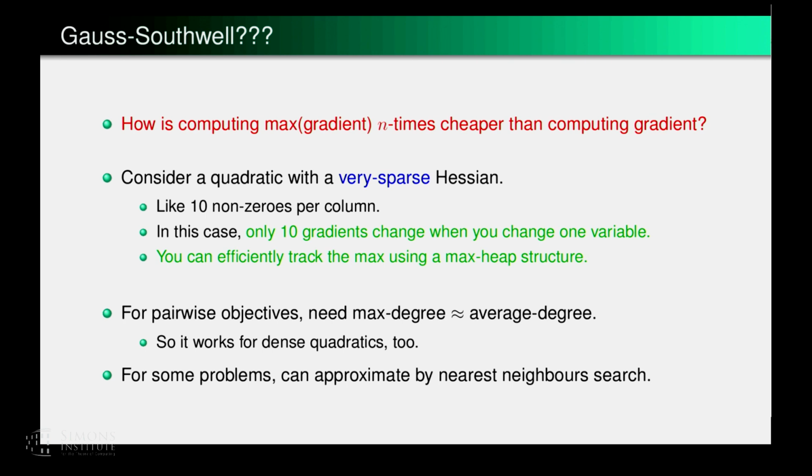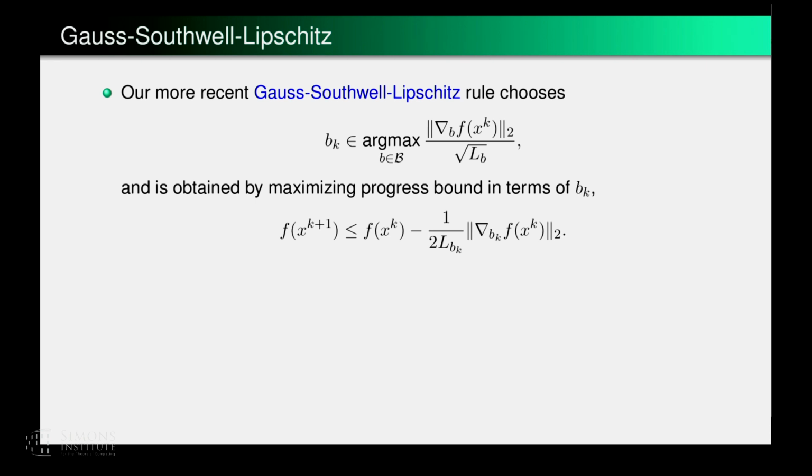So that's great for super sparse graphs. It's great for dense graphs. What you cannot have is star graphs. You can't have one node that's connected to everybody. We don't want hubs or things like that. If you don't have that, there was some work recently talking about how to approximate the Gauss-Southwell with a nearest neighbor search problem for certain linear models. So that's kind of neat.